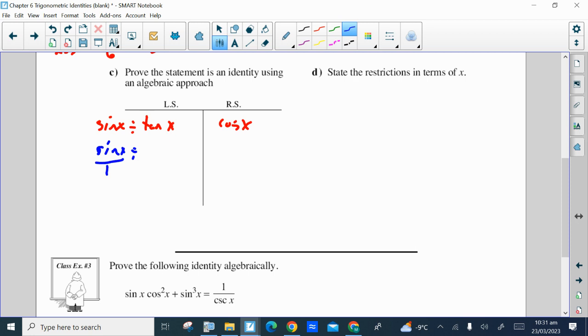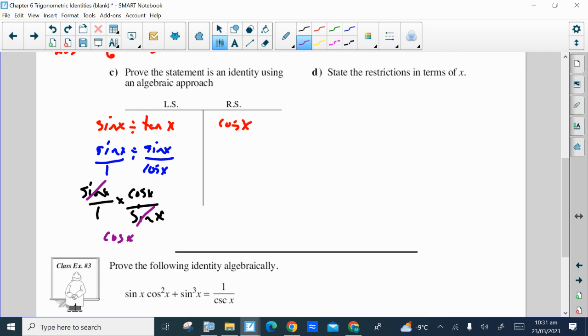So the first part of that was sine x. That's being divided by tangent of x, which we can write as sine x over cos x. And again, to divide by a fraction, you multiply by the reciprocal. Dividing by sine over cos is the same as multiplying by cos over sine. And the sine x's will cancel, and we are left with cosine of x, which is what the right side is. So we've shown that the two sides are the same.